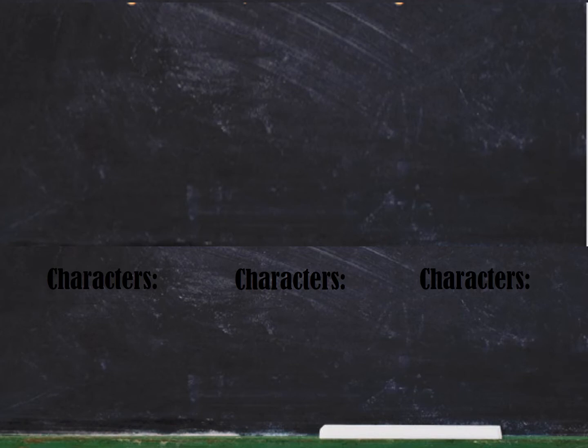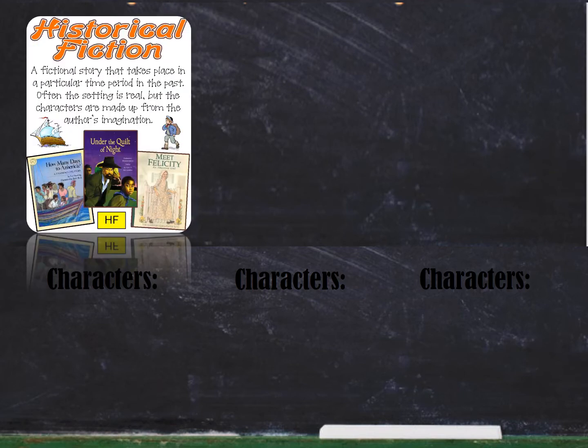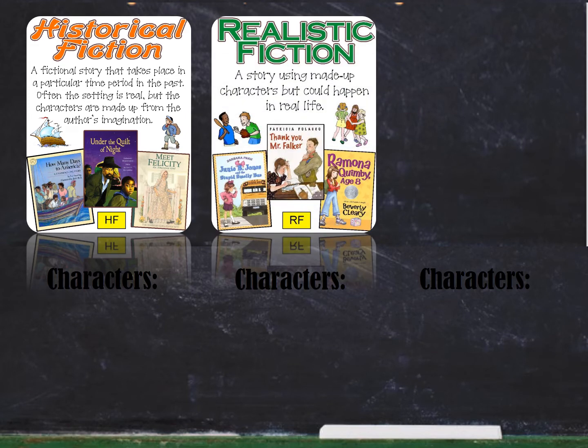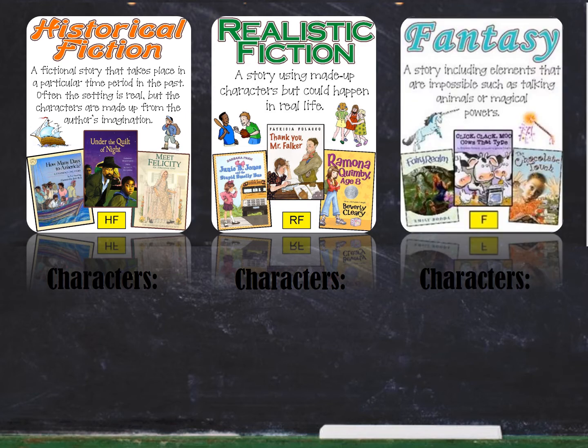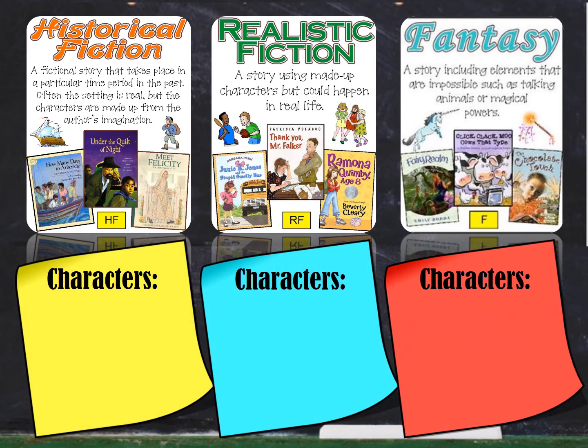Let's start by introducing our genres. We have historical fiction, a fictional story that takes place in a particular time period in the past. Often the setting is real, but the characters are made up from the author's imagination. We have realistic fiction, a story using made-up characters but could happen in real life. And finally, we're going to look at fantasy, a story including elements that are impossible, such as talking animals or magical powers.